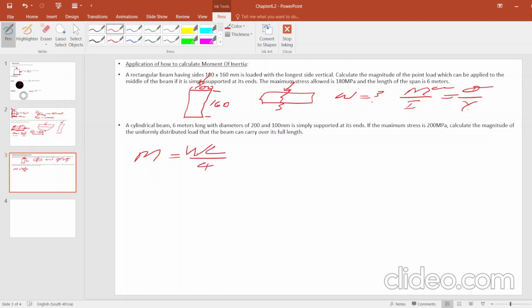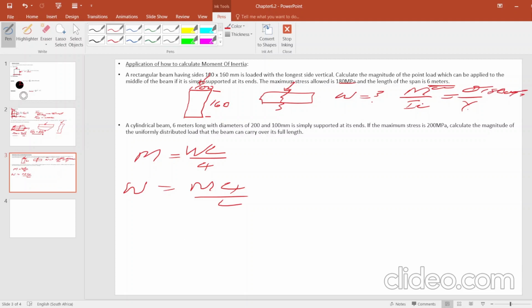Now that means in calculating the W, we have to make the W the subject of the formula. It will be M times 4 divided by L. Do we have L? Yes, there it is. It is given as 6 meters. We then have to calculate for M. In calculating for M, we have to determine the moment of inertia because it is not given. Stress is given. There it is, 180 megapascal.